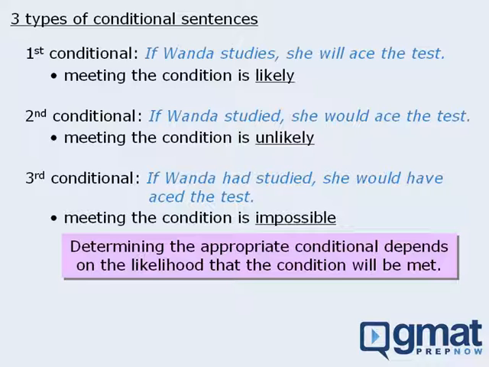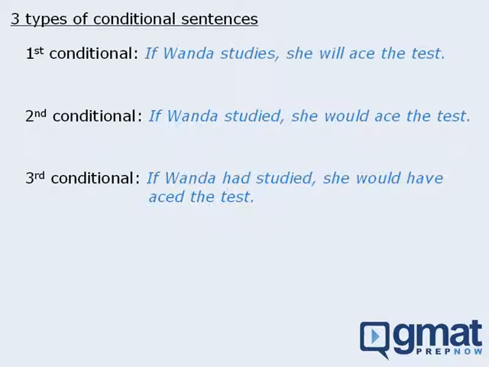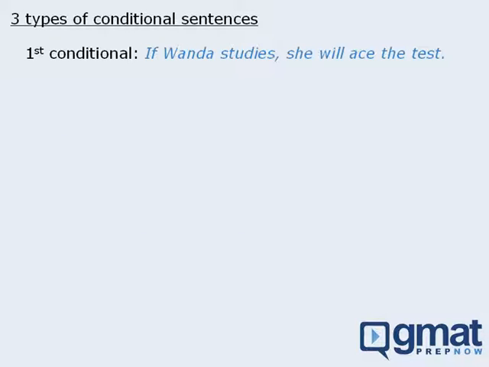As you can see, it can be difficult to determine whether to use the first conditional or the second conditional. After all, how are we supposed to know the likelihood of someone or something meeting a certain condition? Fortunately, you will not be tested on this. You will, however, be tested on your ability to recognize the verb tenses required for each type of conditional. So let's examine the verb tenses required for each conditional. We'll begin with the first conditional.